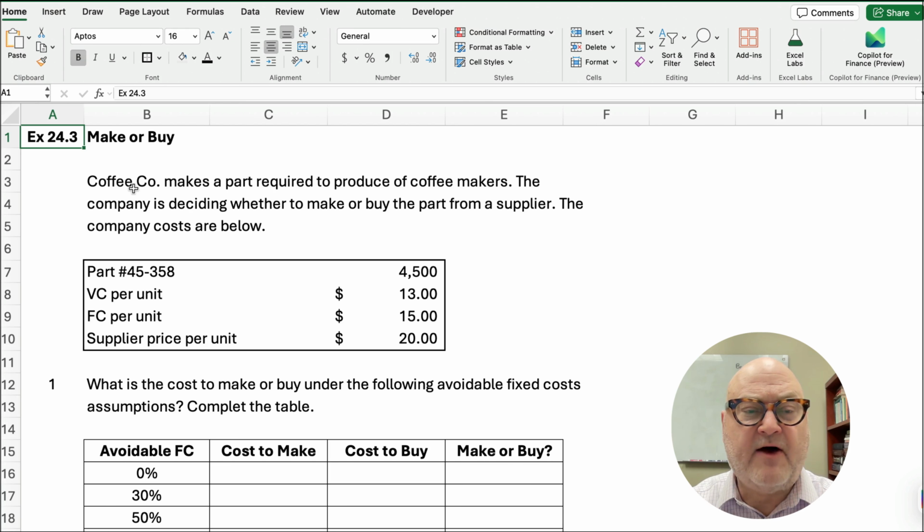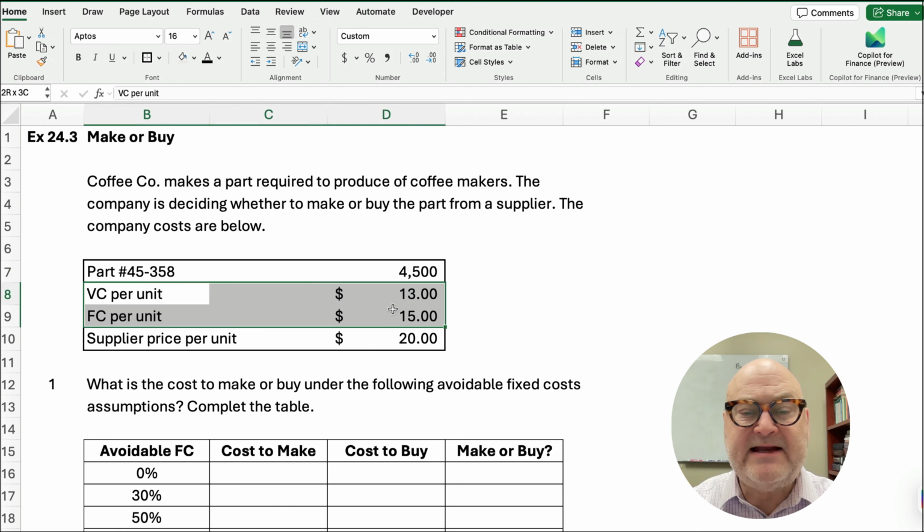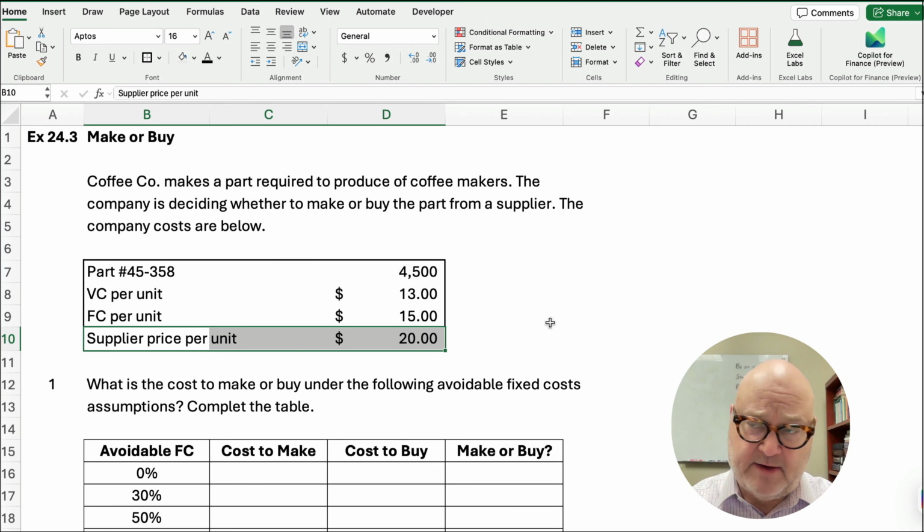So what we have is the coffee company requires a part to make their product, and it's part 45-358, and they make 4,500 of these parts, and it costs $13 of variable cost and $15 of fixed cost per unit. And so they're thinking, oh, hey, we could order this from a supplier, and we could maybe do it cheaper. So you've got to figure out what's cheaper to make or to buy. Now the supplier can price it at $20, so they could buy 4,500 at $20 each.